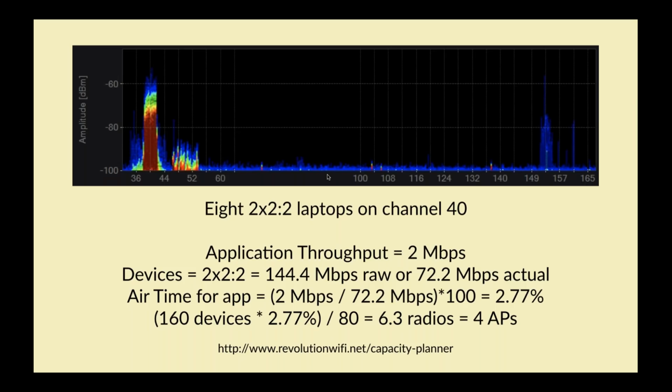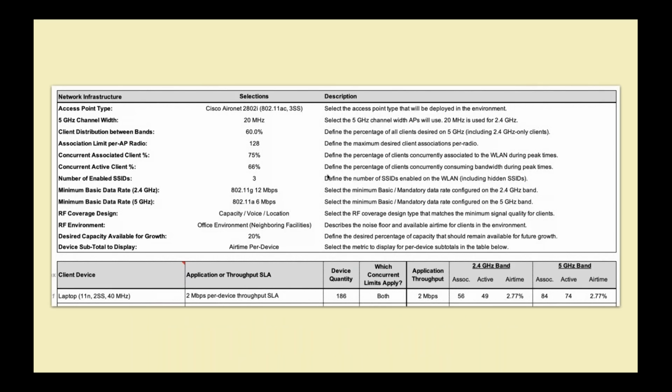And so the point that I'm trying to say here is I don't do this math anymore. I either use a design application such as iBwave to help me determine how many APs I'm going to need based on these requirements, or you can use this really handy tool by Andrew von Nagy at Revolution Wi-Fi. He created this capacity planner in Excel, and it's very detailed. Here are screenshots from his capacity planner.